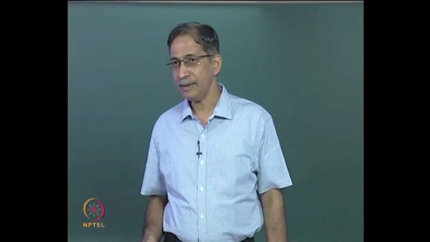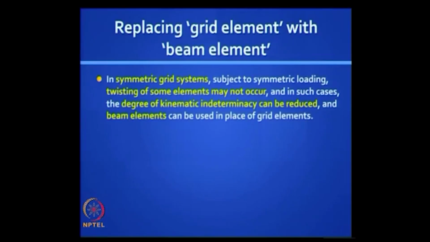So the first instance is in symmetric grid systems as I mentioned, and the advantage is you can reduce the degree of kinematic indeterminacy. Some of the grid elements you replace with beam elements, but you do all these tricks only when you are dealing with the reduced element stiffness method. Otherwise you let it work out the values and you will get 0; a standard program will do it like that.